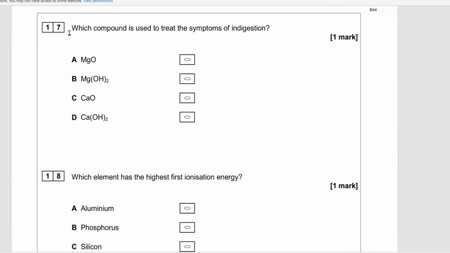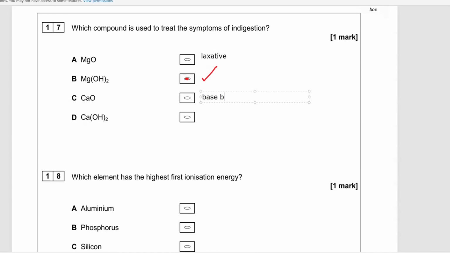Right, which compound is used to treat the symptoms of indigestion? This is just a revision card one. You've got to know it off by heart. So it's magnesium hydroxide. It's a little bit soluble. Magnesium oxide is a laxative, gives you the runs. You don't want to use that just for indigestion.